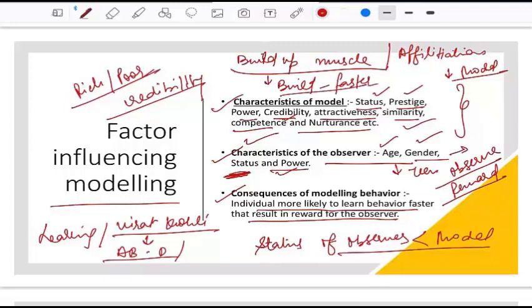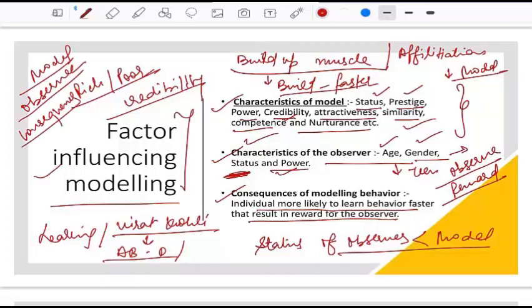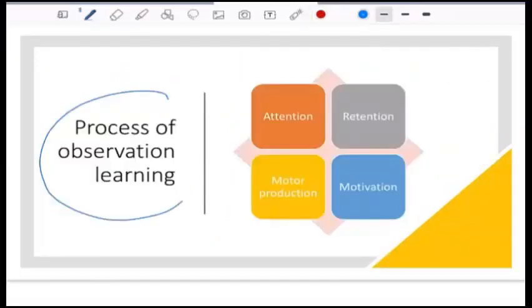So there are three things: characteristics of models, observer, and consequences. These are three factors influencing modeling. Let's talk about the process of observational learning. The first one is attention, and then retention, motor production, and motivation. We will talk about all of them one by one.